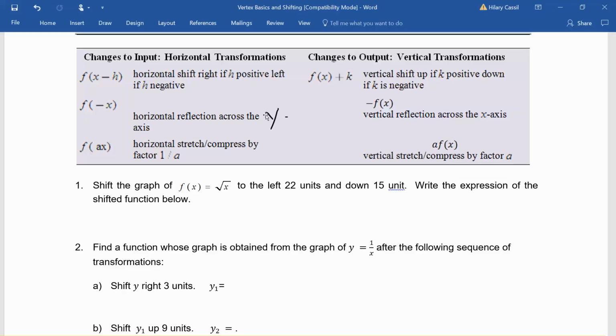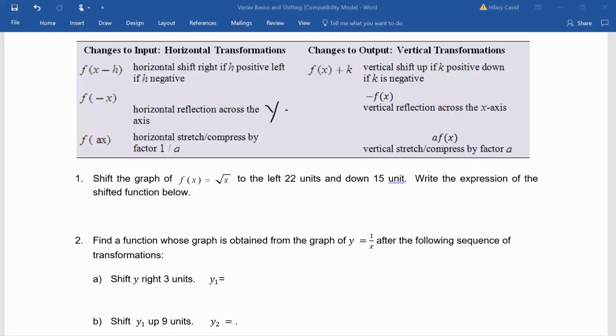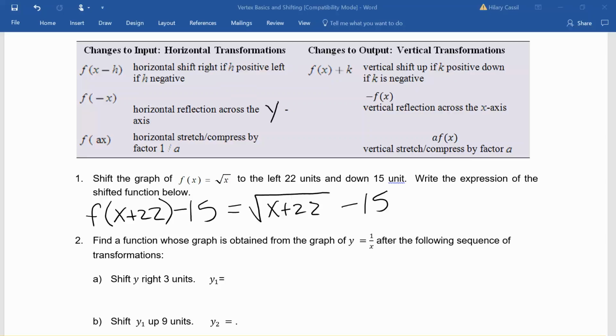So let's see what we can do with the following problems based on that. So we want to shift the square root function to the left 22 and down 15. So we're going to write it generally at first, and then we'll apply it to our square root function. F of x plus 22 minus 15 would shift any function to the left 22 and down 15 units. So in particular to our square root function, if we replace the x with x plus 22, that's going to give us the square root of x plus 22 minus 15, which would shift that square root function left 22 and down 15.